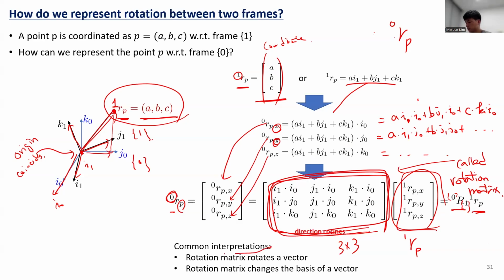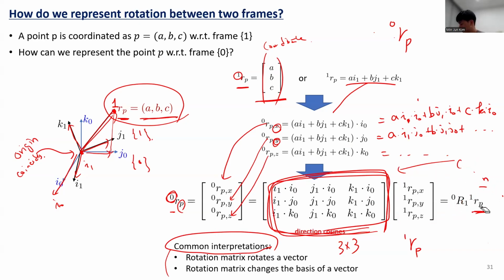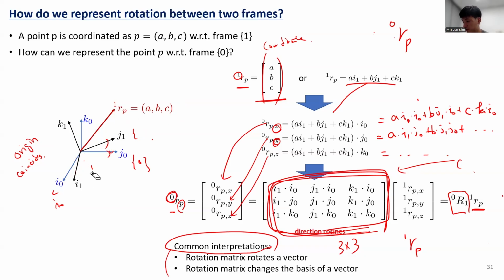So for common interpretations of the rotation matrix, there are several, but I would like to introduce you to two. The first one is that the rotation matrix actually rotates a vector, okay? When this rotation matrix is applied to a vector, it really rotates the vector in the space, okay? So if you represent this vector in a different frame, in some sense, it's a rotation of the vector, right?